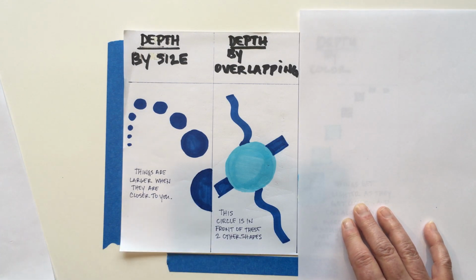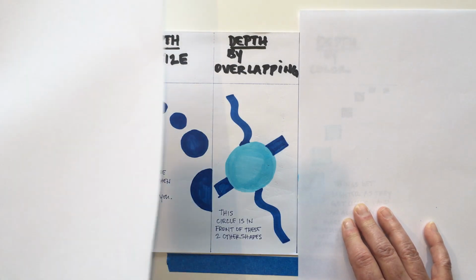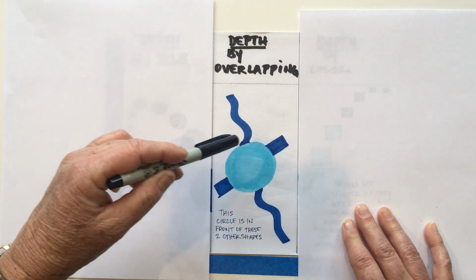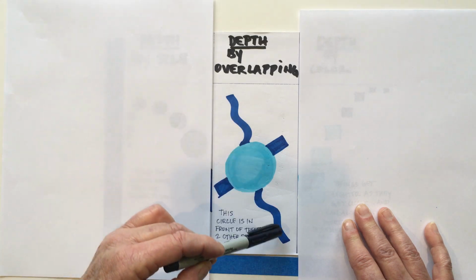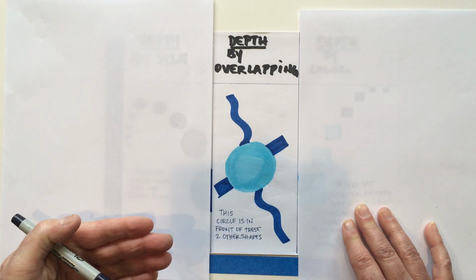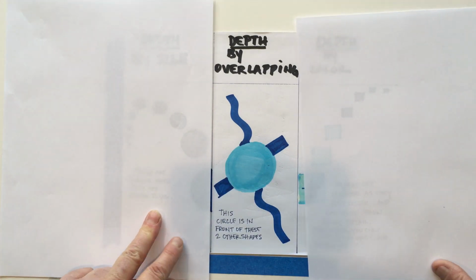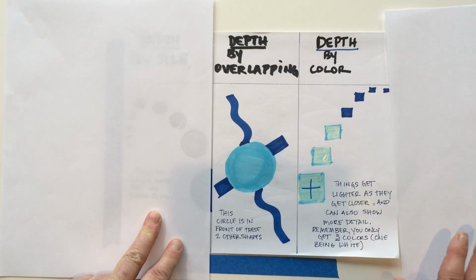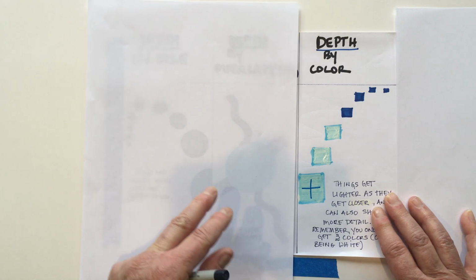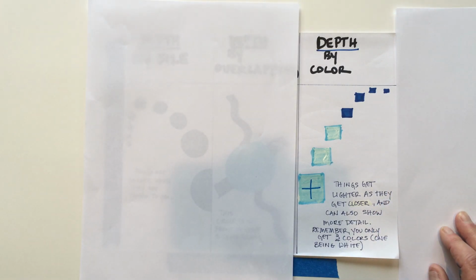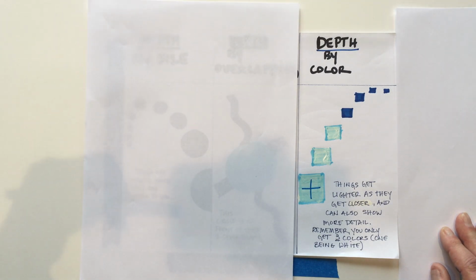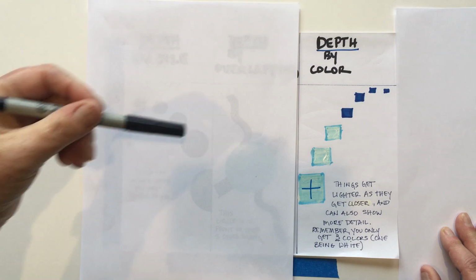Secondly, we can overlap the shapes, and that means putting one shape on top of another shape, as seen here. Here we have a circle that sits on top of 2 different kinds of lines. Because the circle is on top, we know that it is sitting in front of those other shapes. We can also change the color. When things get closer to us, they get lighter in color, and as they get farther back in space, they get darker in color. So that's the first part of this particular demonstration.